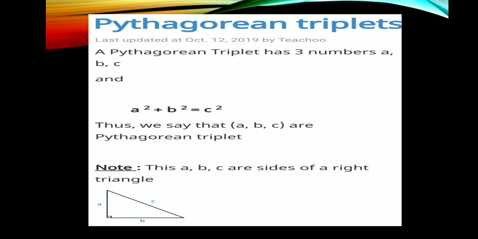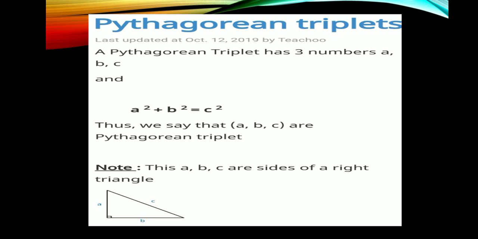You have learned Pythagoras theorem in class 7. It is based on the right angle triangle. You have three sides in a triangle. In a right angle triangle, the largest side is called the hypotenuse, and you have learned that base square plus perpendicular square is equal to hypotenuse square.